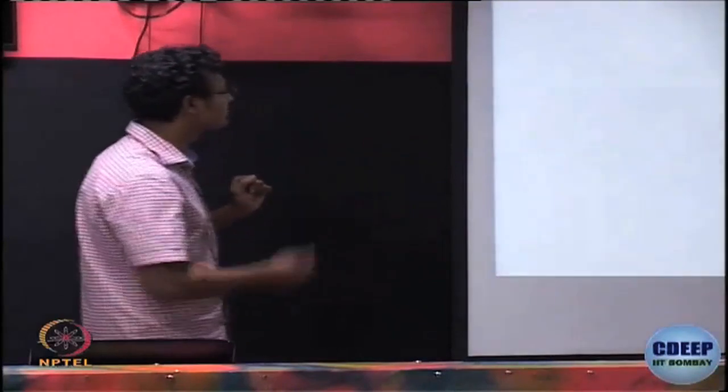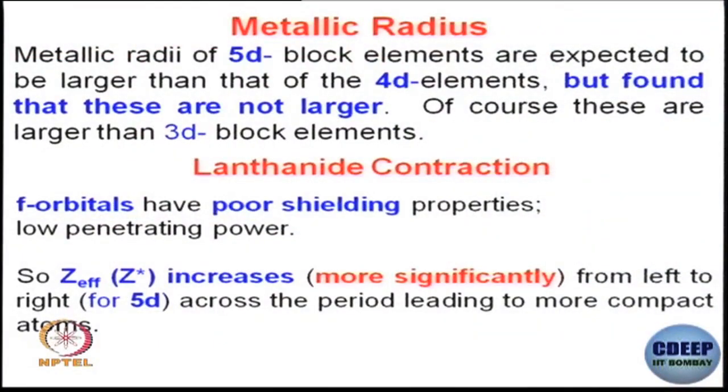Z star is going to be much more effective, and what we will see is, although the principal quantum number is increasing, due to the increased Z star, the size will remain constant. 4d and 5d elements will have similar size overall. This is what is called lanthanide contraction. So, f orbitals have poor shielding properties, low penetrating power. Okay, that is what we tried to say.